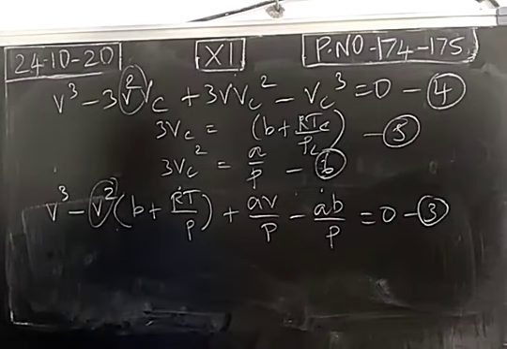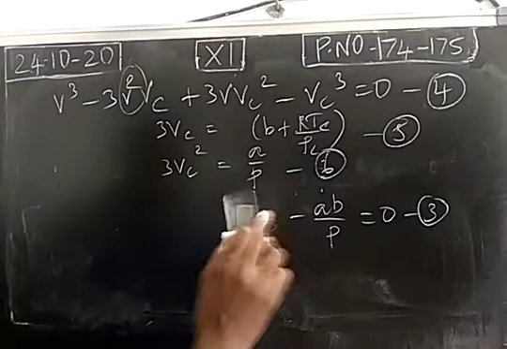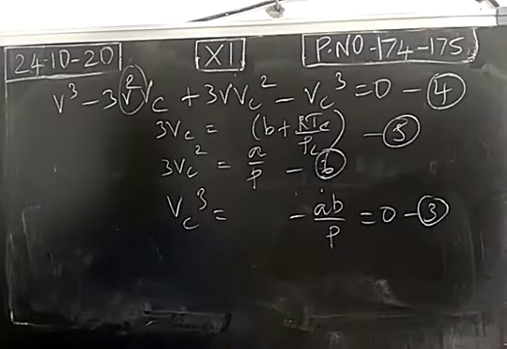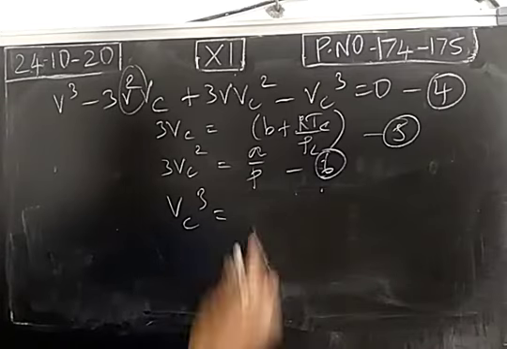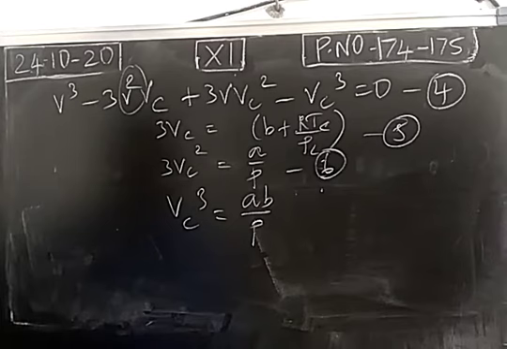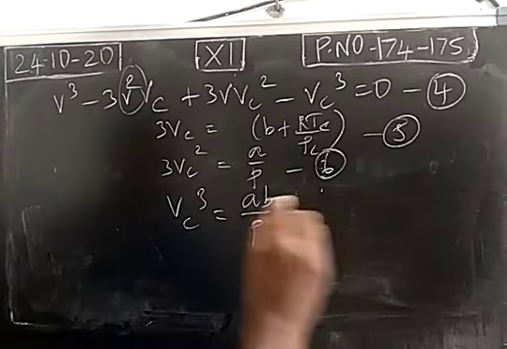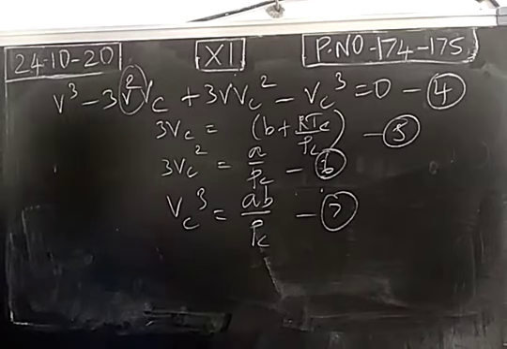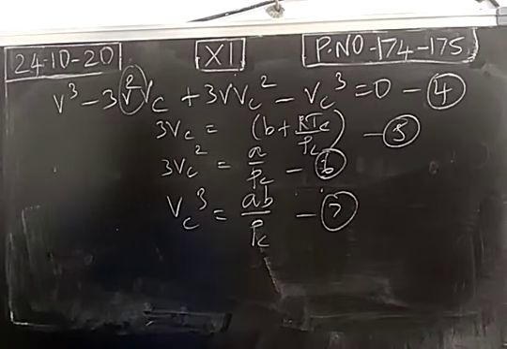Then the remaining one: Vc cube is equal to ab by P. So all these factors will be changed into critical points, so critical pressure. Take this as equation number 7. So from equations 3 and 4, by correlating the coefficients, we have obtained equations 5, 6 and 7.